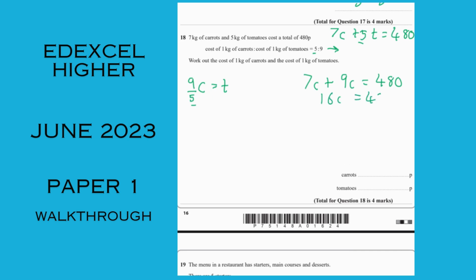We're now basically there. 16c equals 480. 48 divided by 16 is 3, so it's 30p. For tomatoes, take your 30, go to this equation or this equation. It's entirely up to you. I'm going to go to here, because all I need to do is say c is 30, divide by 5 is 6, times by 9, 54 pence.